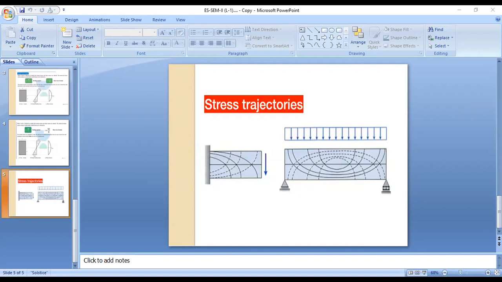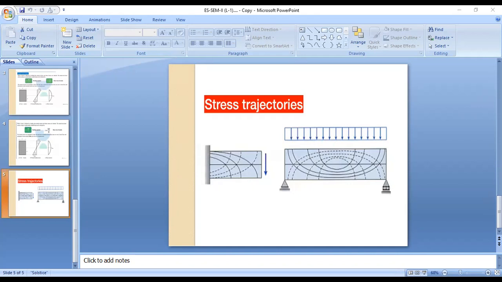Then write down the third point. Shear stresses are maximum at the neutral axis and zero at the extreme fiber. Full stop.